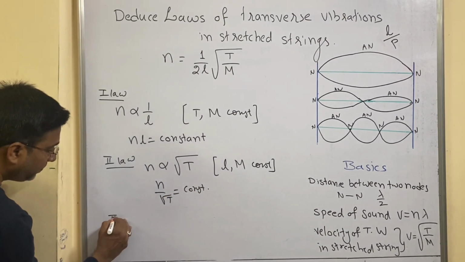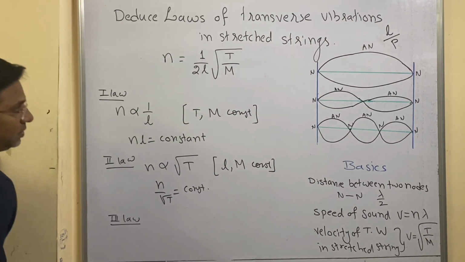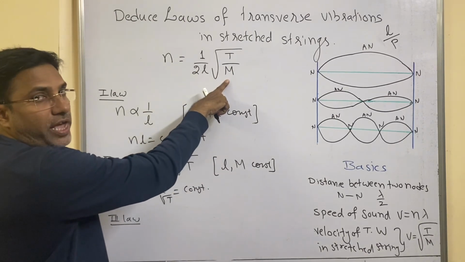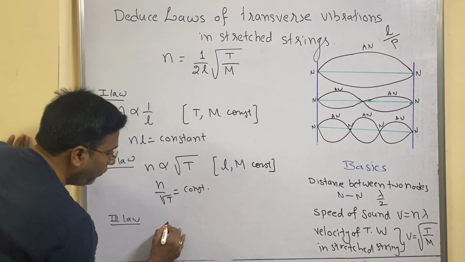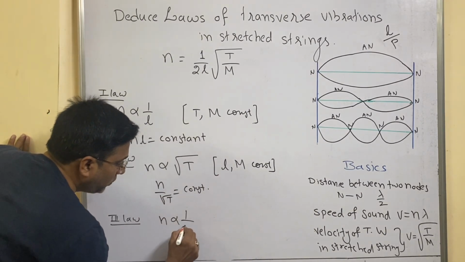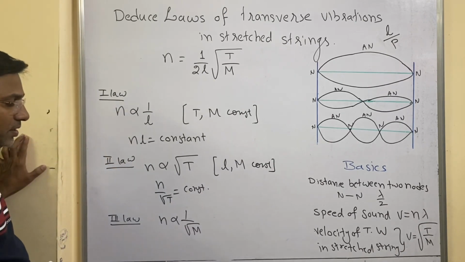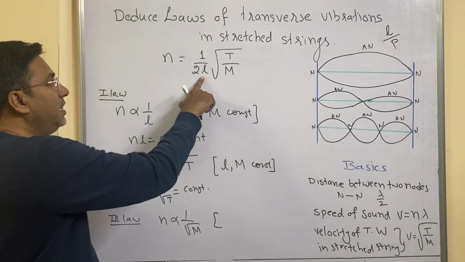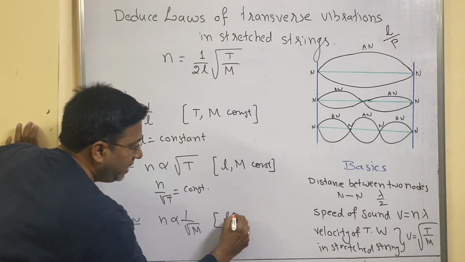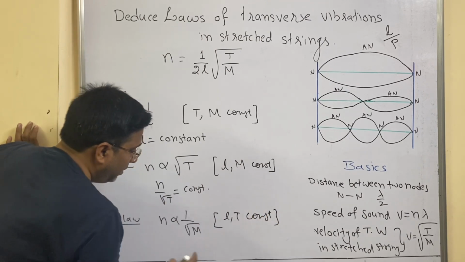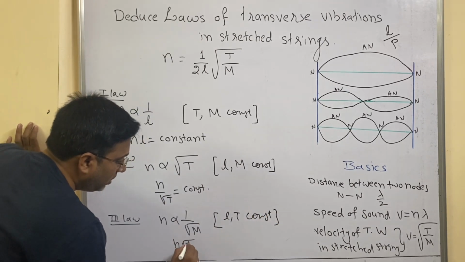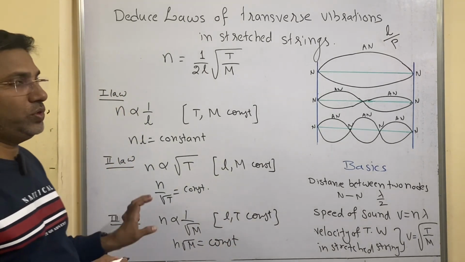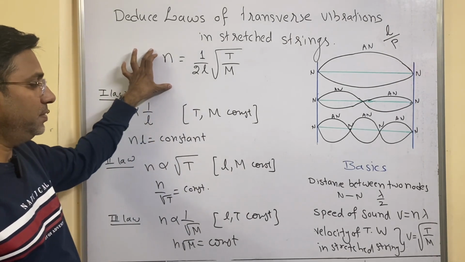Let us see the third law. In the third law, we have to relate frequency and linear density. It is inversely proportional. Why? Because it is in the denominator. Therefore, we can write here that frequency is inversely proportional to the square root of linear density. Here we are not discussing length and tension. That means L and T are constant here. This equation we can write as n under root m equal to constant. So these are the three laws which we have deduced by using this equation.